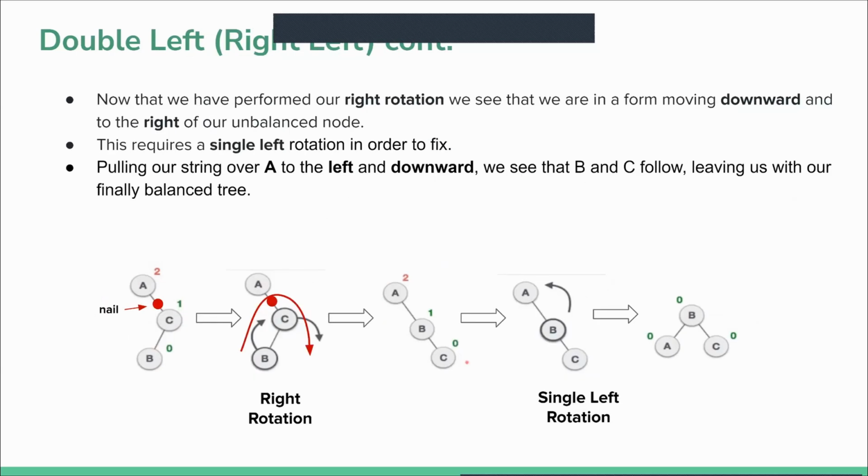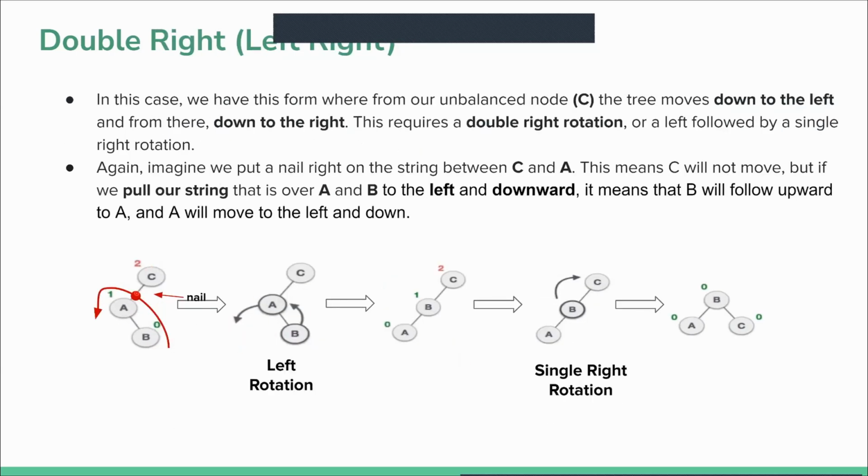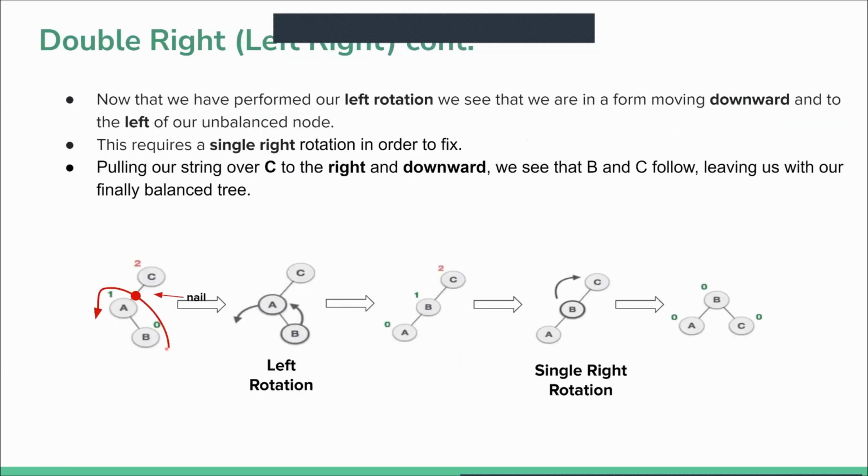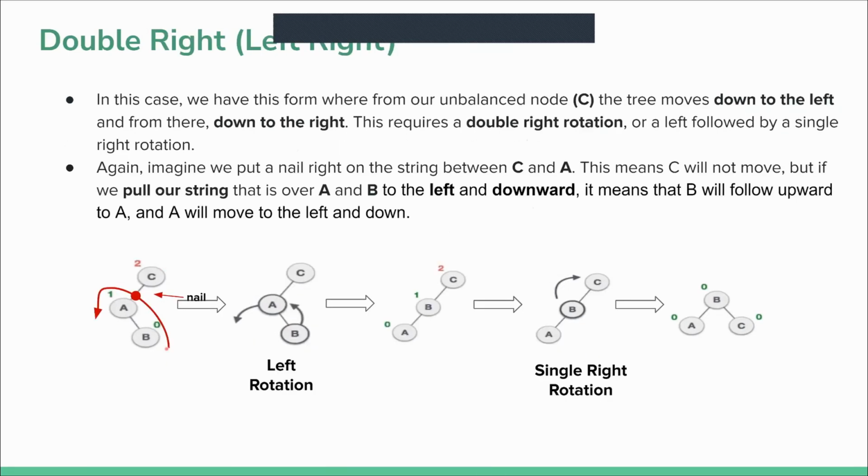We had right-left. Now we're dealing with the case of left-right, because if you think about it, you have four permutations: left-left, right-right, left-right, and right-left. So now we're going to deal with our left-right case. It requires us to put our nail between the root node and A, at least the way I see it. I'm going to take this string and pull it down, or rather, maybe I attach a string to A.